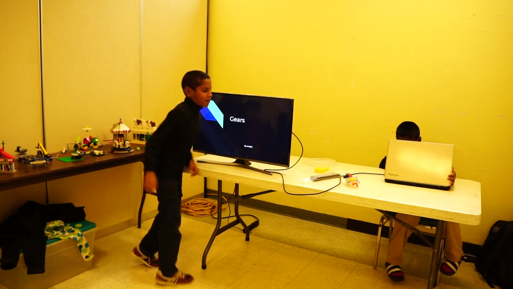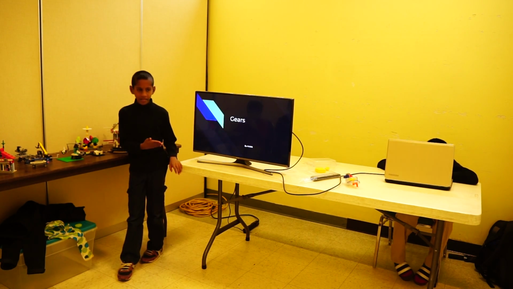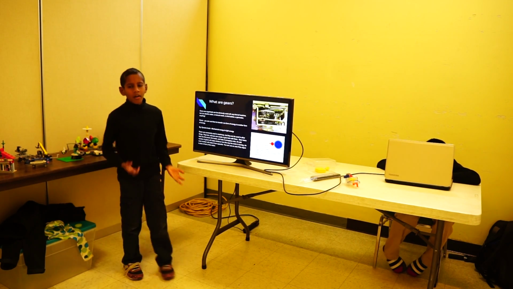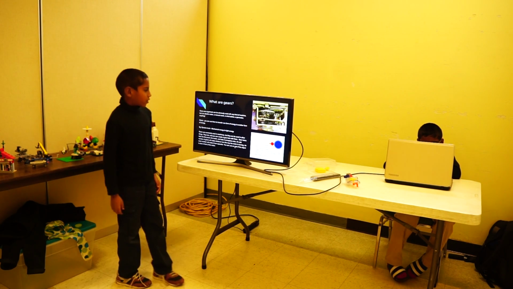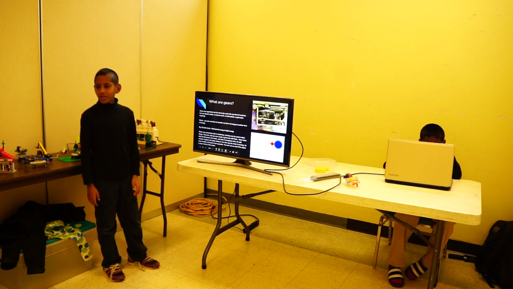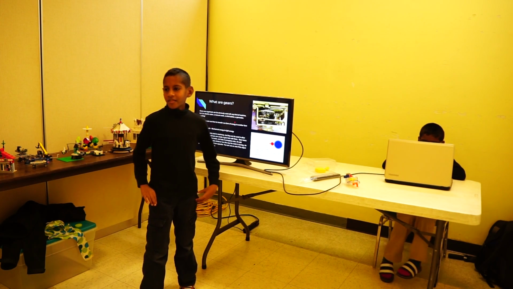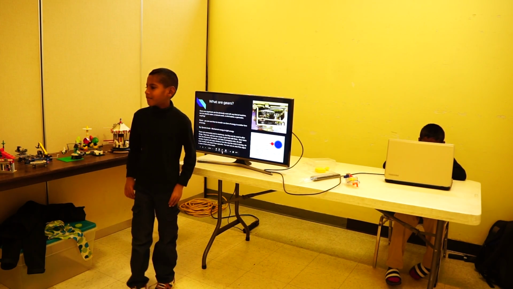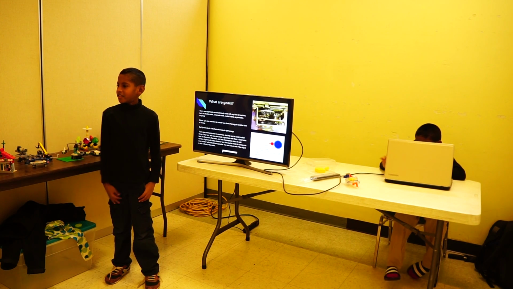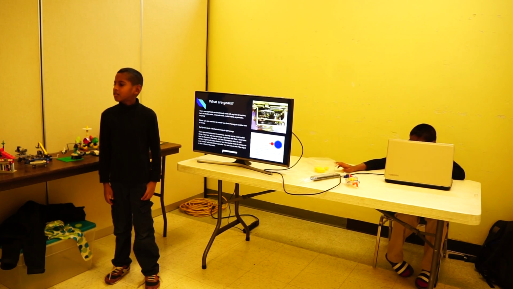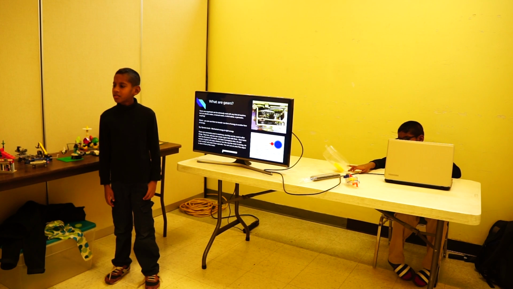So this week we are doing gears. What are gears? What do you think? They're usually like something that spins other stuff. Yes, that is part of the definition. Gears are what something rotates, which makes another thing rotate.